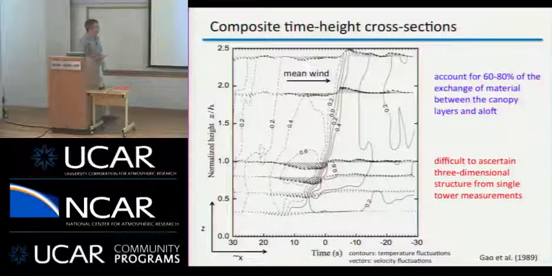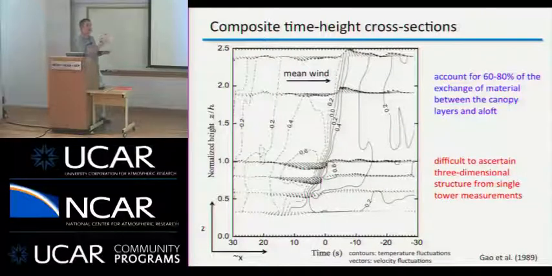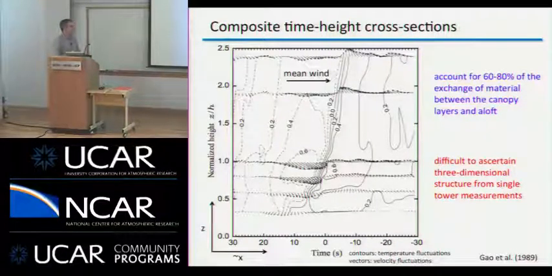In concatenating both the temperature field and the velocity field, you see this sloping microfront of temperature that persists throughout depth. Associated with that, there's a weak rising motion ahead of the front, and the strong flushing of the canopy layers, what we call a sweeping event. So relatively cool air, the dashed lines here, is brought down into the trees, while relatively warm air is ejected out in front of these events.